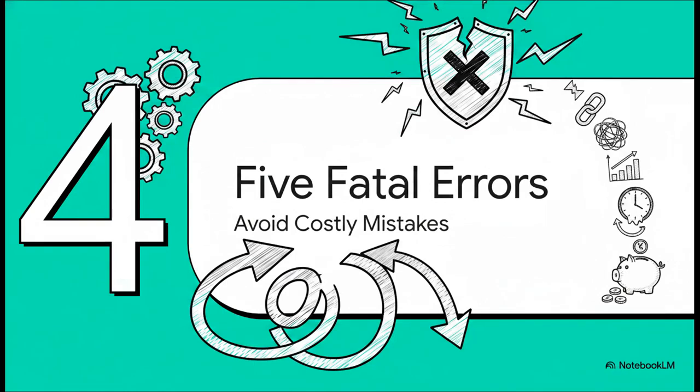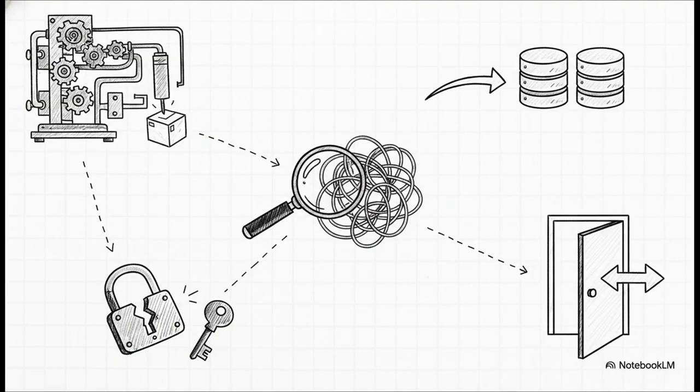Section 4. The 5 fatal errors. Even with the best tools, you have to avoid these traps. Let's look at the top 5 frequent mistakes that completely destroy agent reliability. First, over-engineering from day one. Please don't build 6 complex verification layers for a simple web scraper.